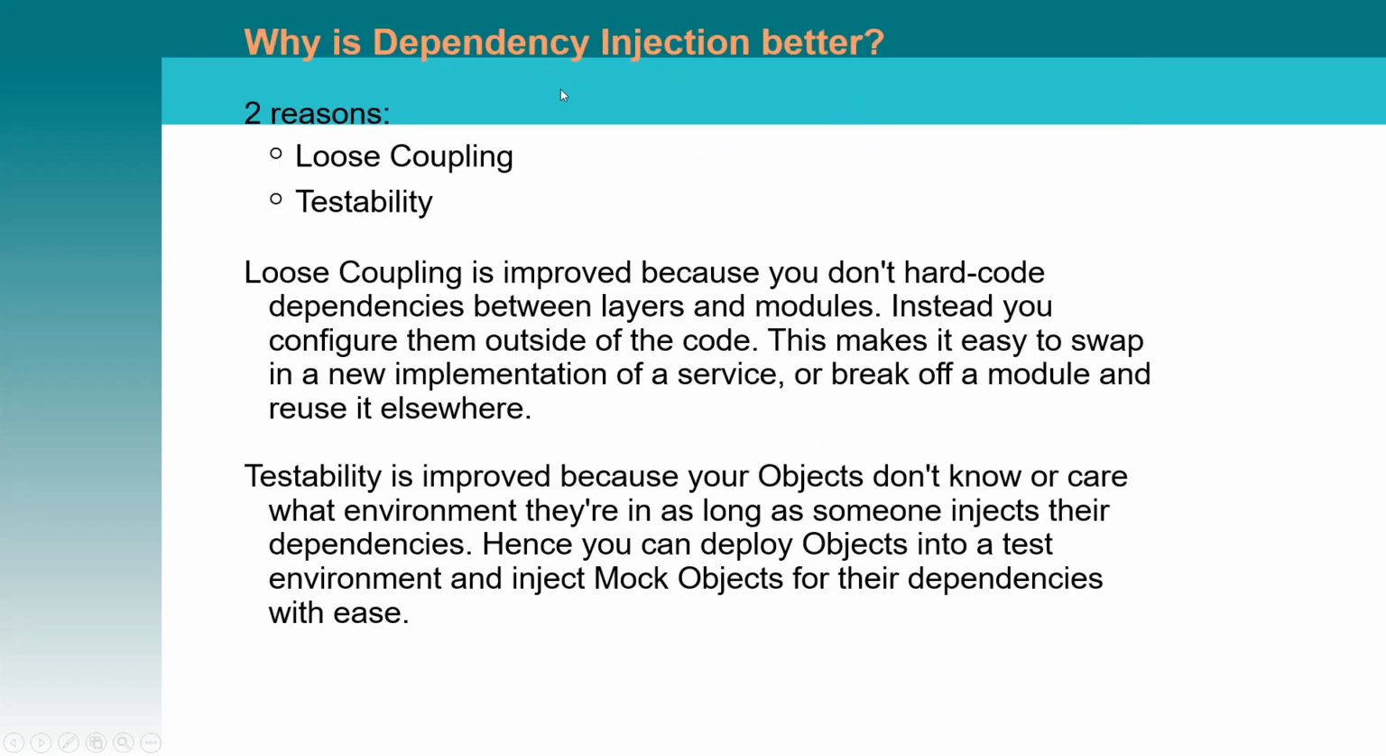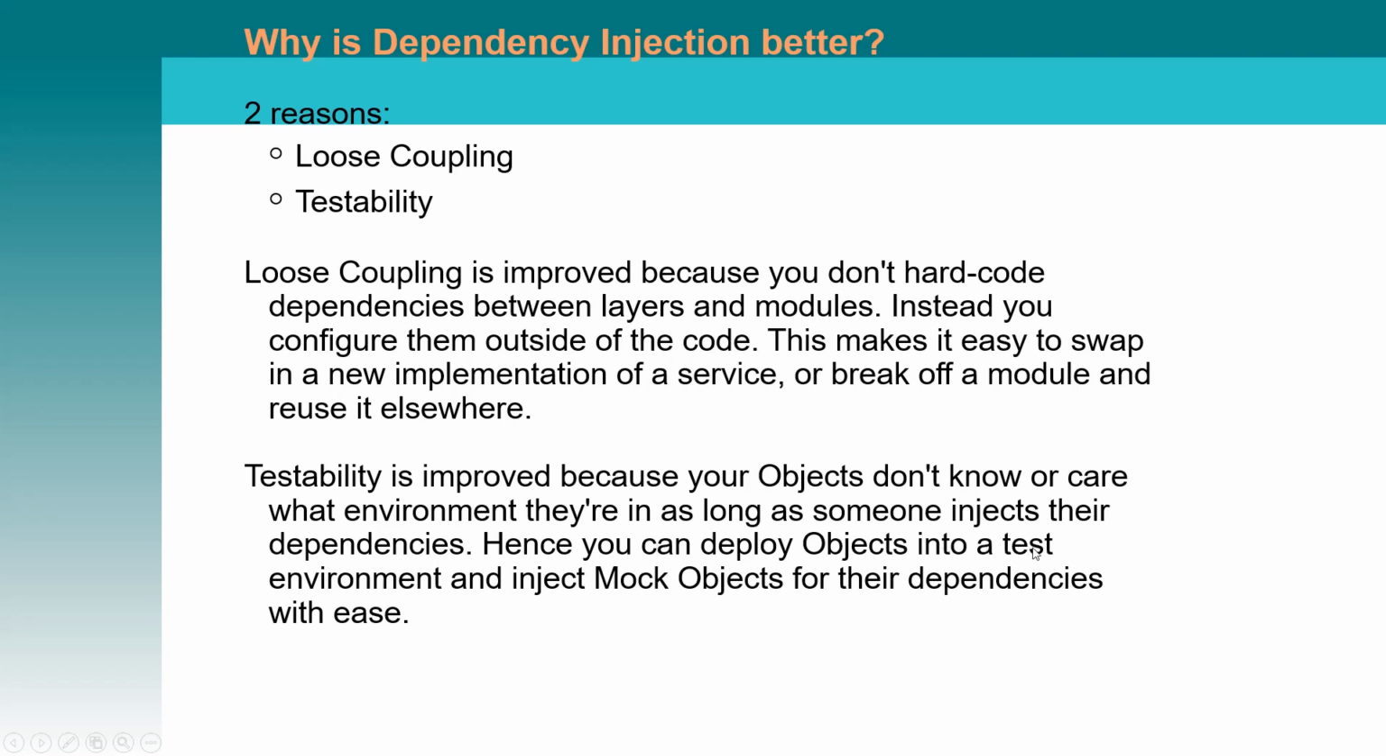So why is this dependency injection better? Well, two main reasons. It improves loose coupling and it improves testability. Loose coupling is improved because you don't hard code or hardwire the dependencies between different modules. Instead, we configure them outside of the code. This makes it easy to swap in a new implementation of some interface and swap out some existing implementation.